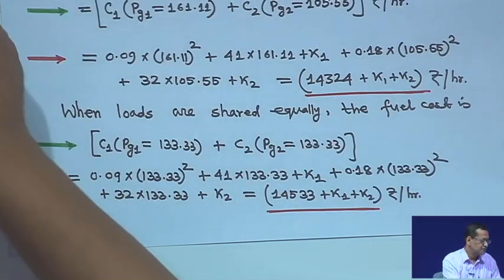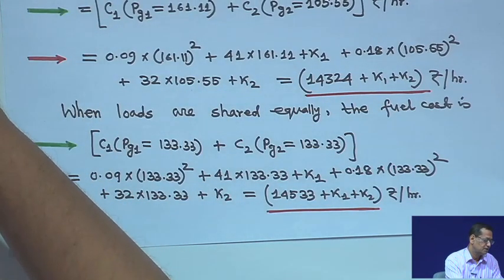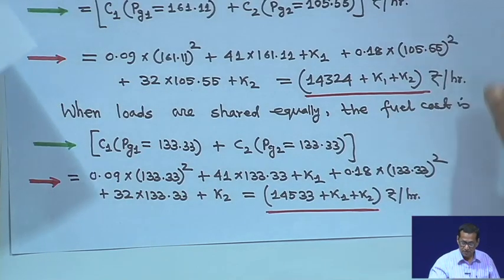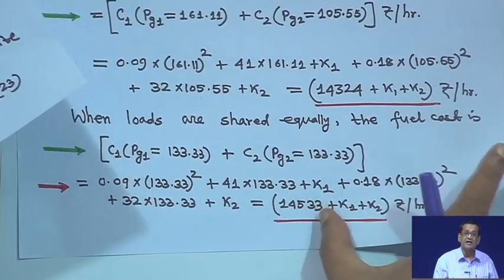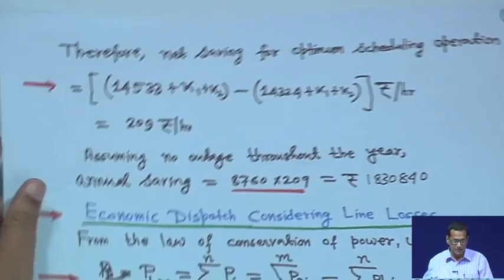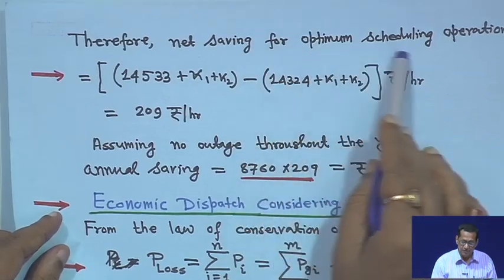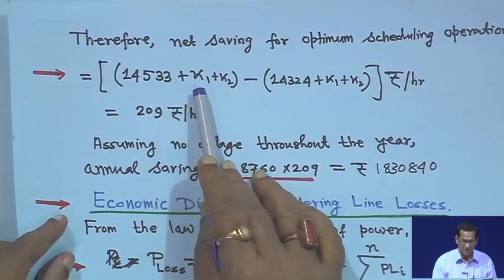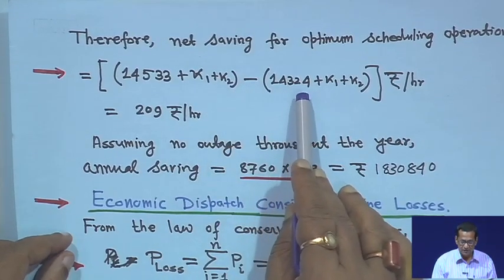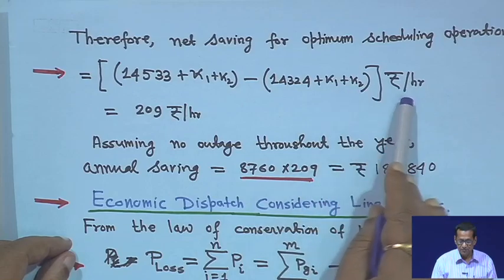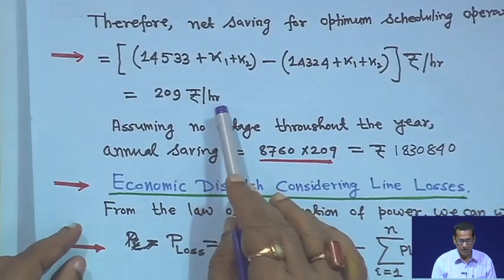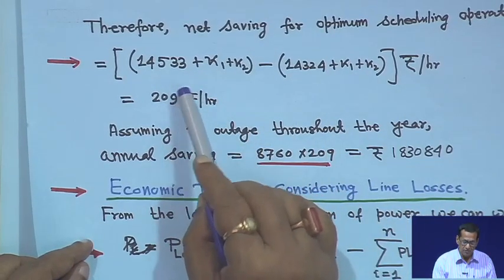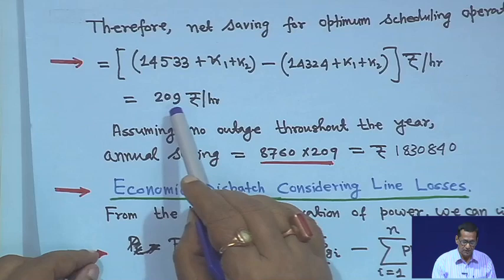Now, therefore, the net saving for optimal scheduling operation. From that you can make out that this is actually higher, because it is not optimally shared. So, the net saving for optimal scheduling operation is equal sharing 14,533 plus K1 plus K2 minus 14,324 plus K1 plus K2 rupees per hour, that is 209 rupees per hour. K1 and K2 get cancelled. So, if you do not operate optimally, you will lose 209 rupees per hour.